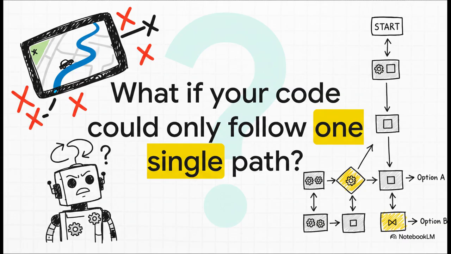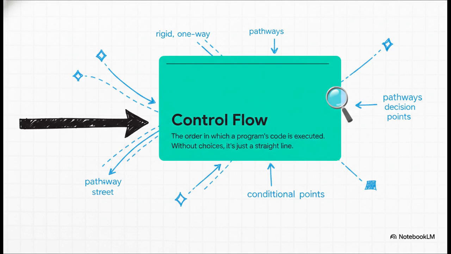So just think about this for a second. What if your code could only ever follow one single path? I mean, just doing the same thing over and over again, no matter what. It would be pretty useless, right? It's like having a GPS that only knows how to get to one place. Not very helpful. Well, that rigid, one-way street has a name. It's called control flow. It's literally just the order your code runs in.